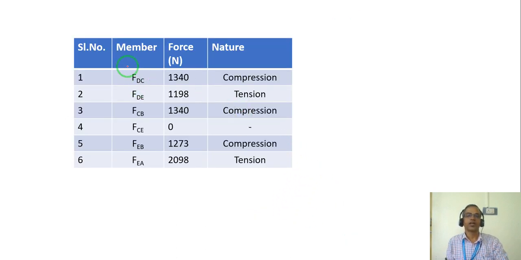So after getting all the values, simply put them in tabular form, where you write the serial number, member names, and force values in this column, and write the nature, either tension or compression, and that completes the truss analysis.